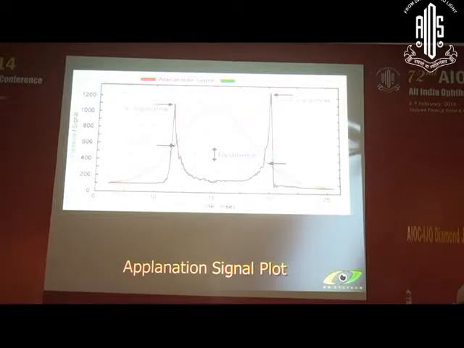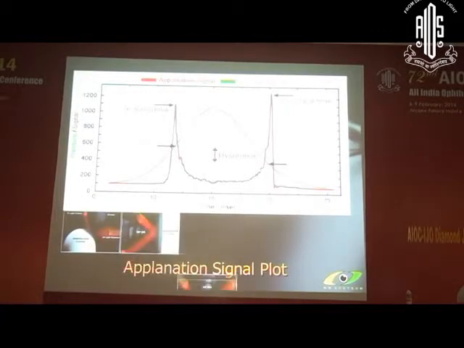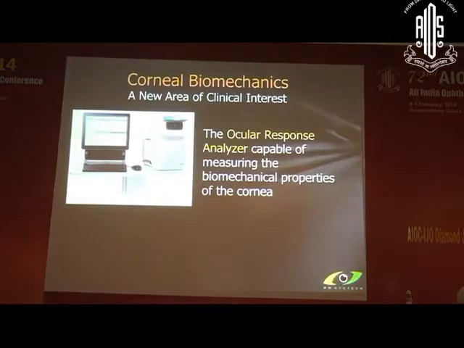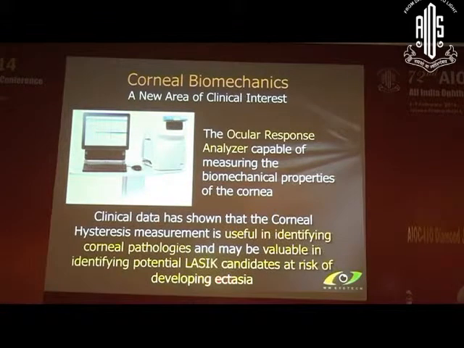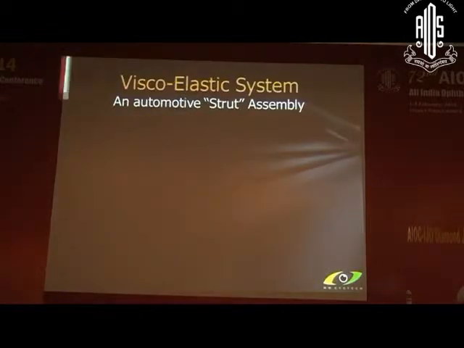And it is this difference between applanation pressure 1, which is when the pressure is being given, and the applanation pressure out, which is the applanation pressure 2, and this difference is what is called hysteresis, and I'll talk about hysteresis in just a minute. So this is the machine that actually does that clinically, and it has data now which suggests that it is useful in identifying various pathologies which may be of use.